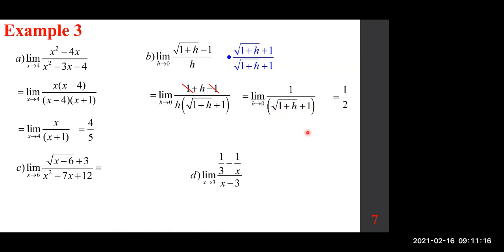Part C, x is approaching 6. Just plug in, everybody. If you plug in, this goes to 0. This is 3. Square it, you get 36 minus 7 times 6, 42, plus 12. Just plug in. Do the math and you end up with 1/2. In other words, you plugged in and it worked.